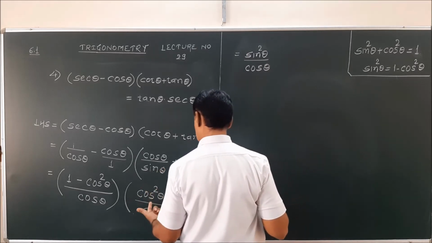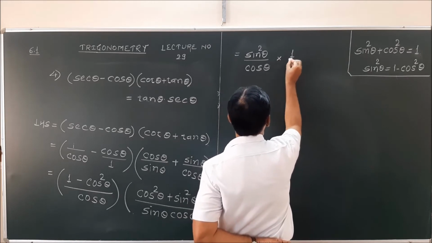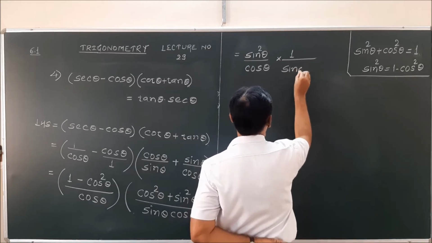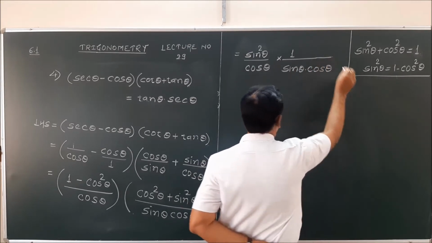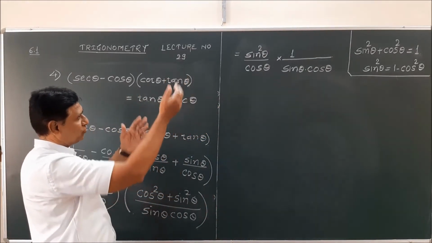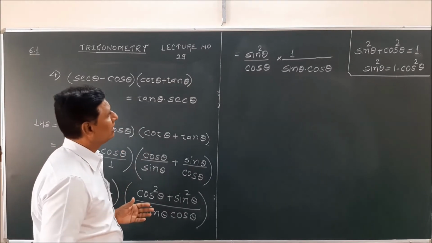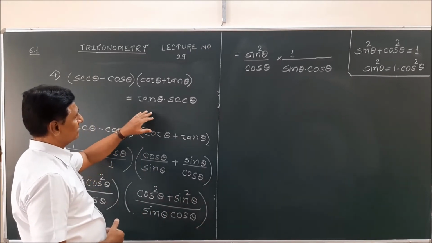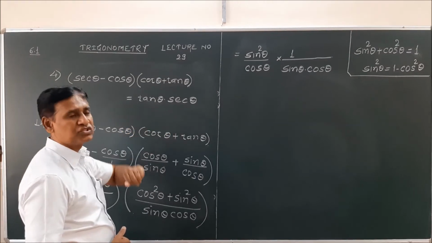Second bracket, cos square theta plus sin square theta is 1, upon sin theta into cos theta. I have used the first identity, sin square theta plus cos square theta is 1. 1 minus cos square theta is sin square theta. And then, to get the right hand side, tan theta into sec theta.